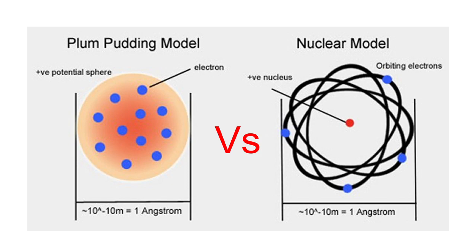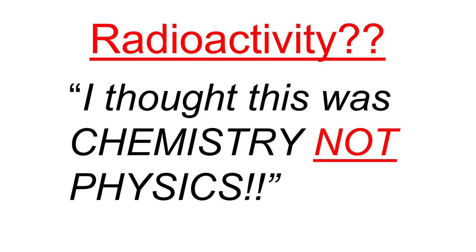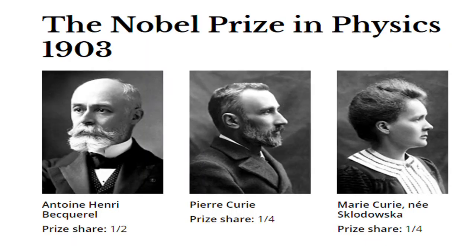And on the right you have the nuclear model, which is a tiny positive nucleus with electrons orbiting outside. So, on a side note, I have to talk about radioactivity. I thought this was chemistry, not physics. Why talk about radioactivity? Well, here's why. Here are the three people who won the Nobel Prize in physics.